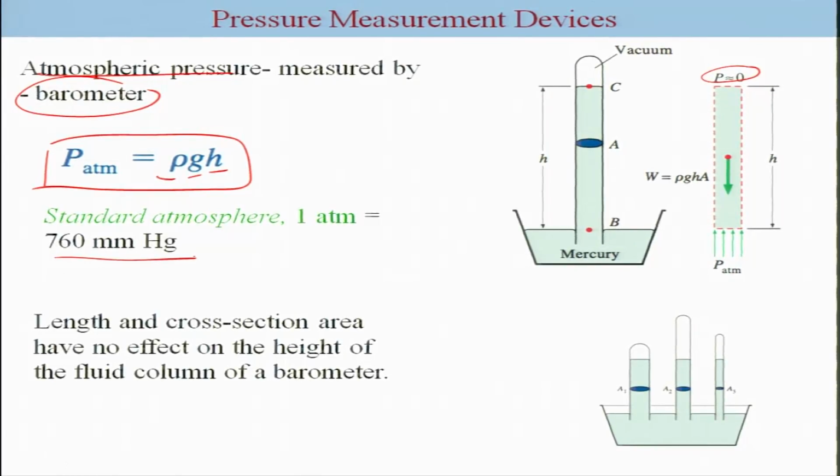It also tells you that the cross sectional area of the tube has no effect on the height of the barometer. Even if you use a different column, the height will remain the same because of the simple balance here.